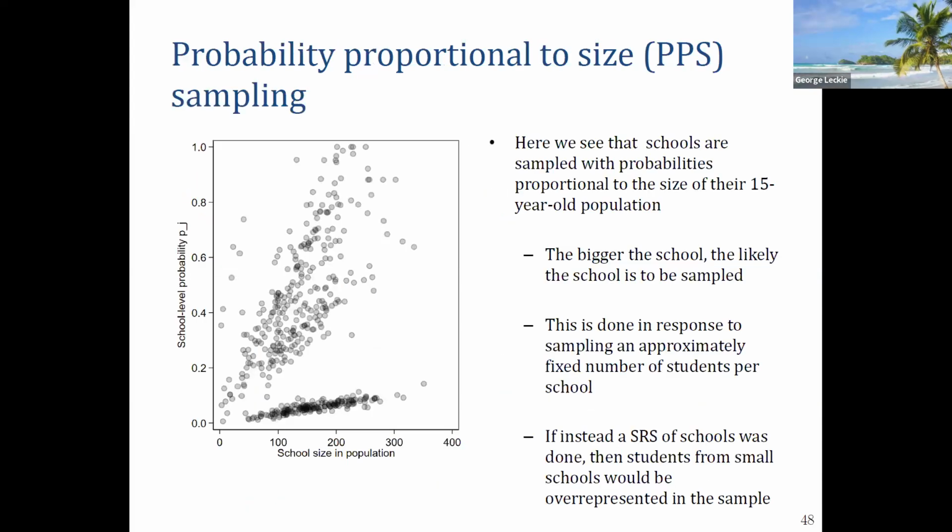Okay, another descriptive statistic here. This is the school level probability of being sampled. And this is school size in the population. So there's 417 dots here, one for each school which ended up in the sample. Some of those schools at the top had a very high probability of being sampled. And then you look at it, there are two things going on.